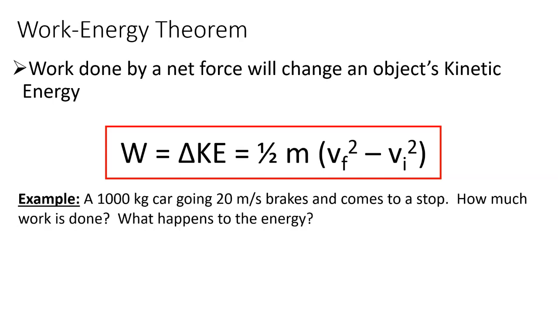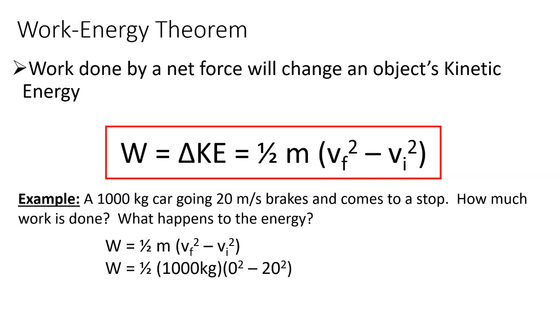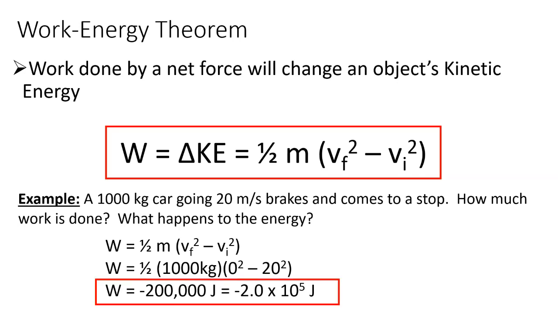Here's an example where we have a 1,000 kilogram car going 20 meters per second. It brakes and comes to a stop. How much work is done? What happens to the energy? The work done is going to be the change in kinetic energy of the object. So the initial kinetic energy minus the final, we can do 1/2 times mass times our final velocity squared minus our initial squared. The amount of work done on this car would be negative 200,000 joules.